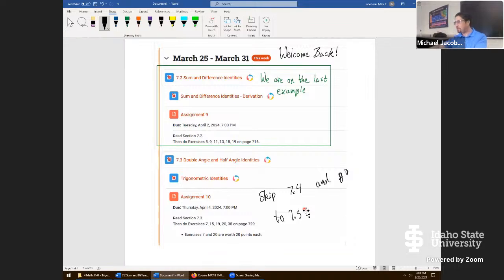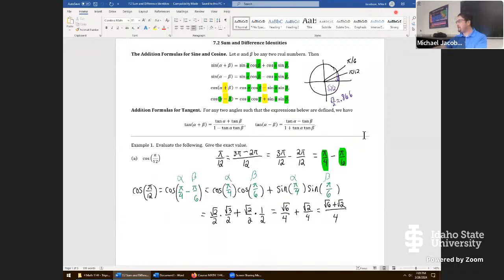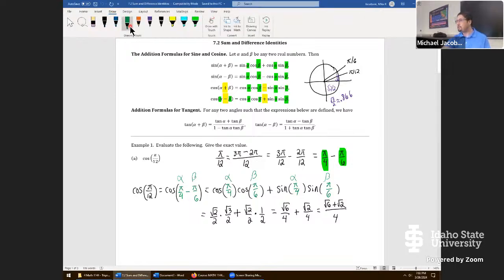Okay, well, let's take a look at where we left off. We were here. That's kind of a rough page to come back to right after the spring break. But we were looking at the so-called addition formulas, or sometimes called the sum and difference identities. The way I highlighted these is just to illustrate the pattern of how they all come together. For every single one of these, you can really break this up into a couple groups.